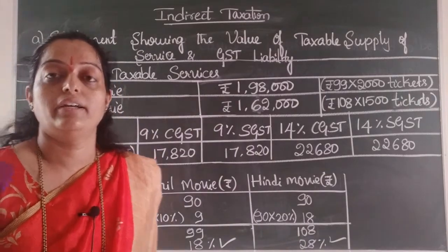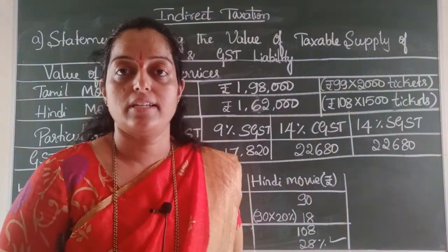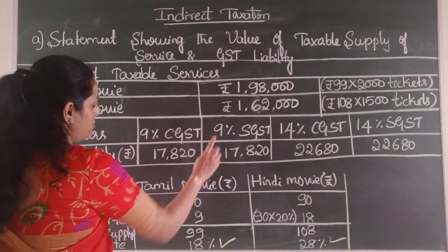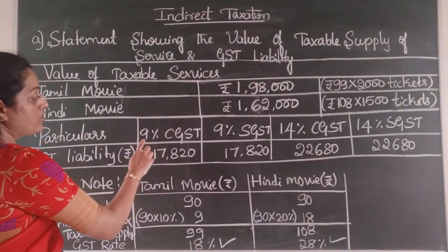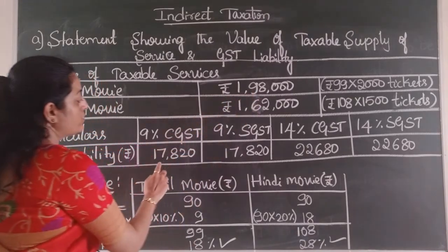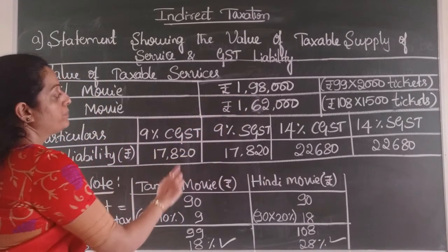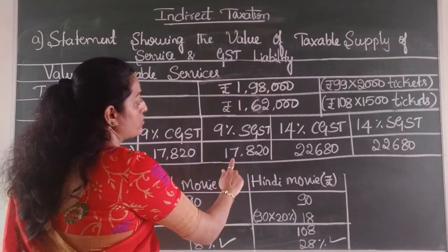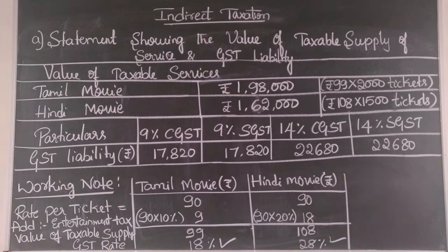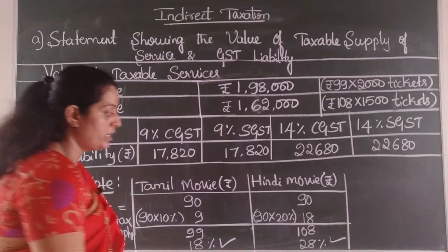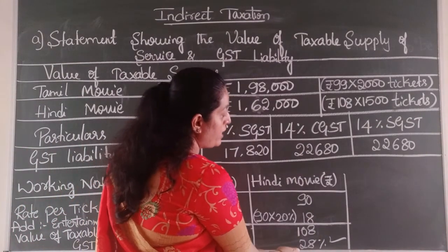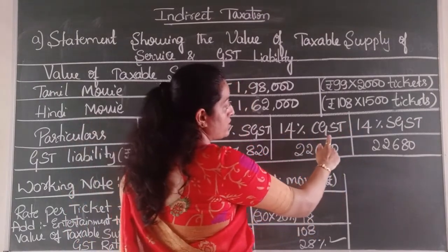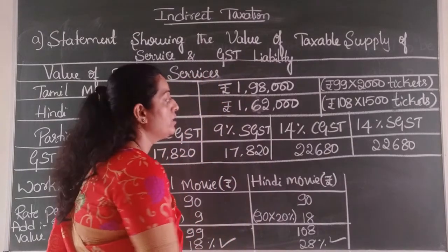So we need to divide it into CGST and SGST. For Tamil movie, 9% and 9% becomes 18%. 9% of 1,98,000 gives you 17,820. And 9% for SGST, that is 9% of 1,98,000, gives you 17,820.